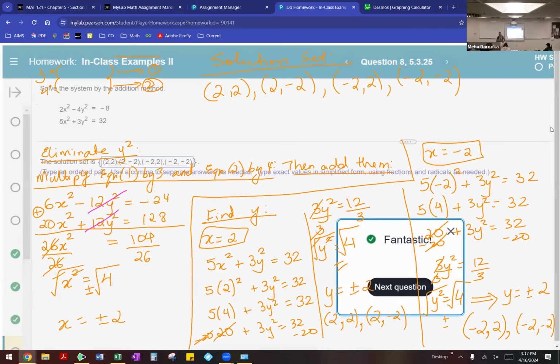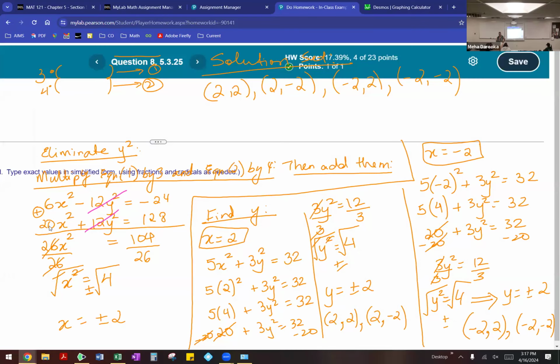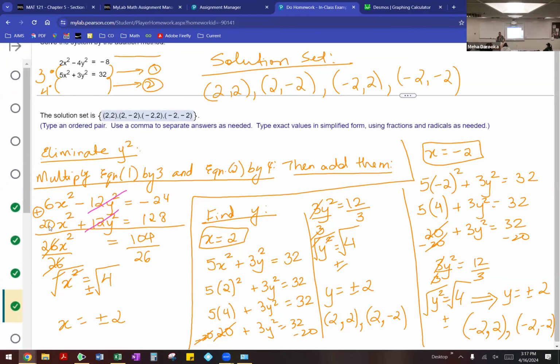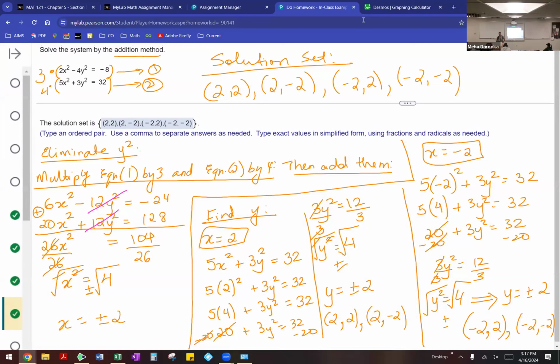Check this guy and then we have these. Most of the time I have seen that those 4 answers will have that pattern, right? The +2, -2, and then the alternate signs and the same signs.